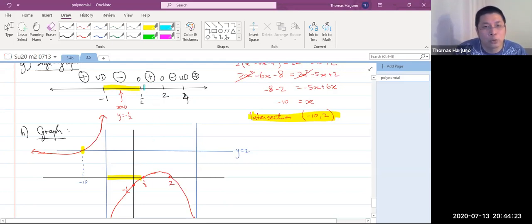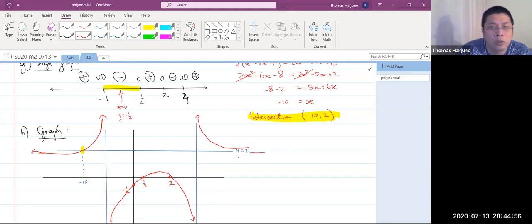Between 1/2 and 2, it's above the x-axis. Between 2 and 4, it's below the x-axis. Okay, and then from there we can say that to the right of 4, it will be positive. So it will be positive, positive. The thing is, how do we know it is not coming from below the horizontal asymptote and goes up like the one on the left-hand side, like the one on this side here?